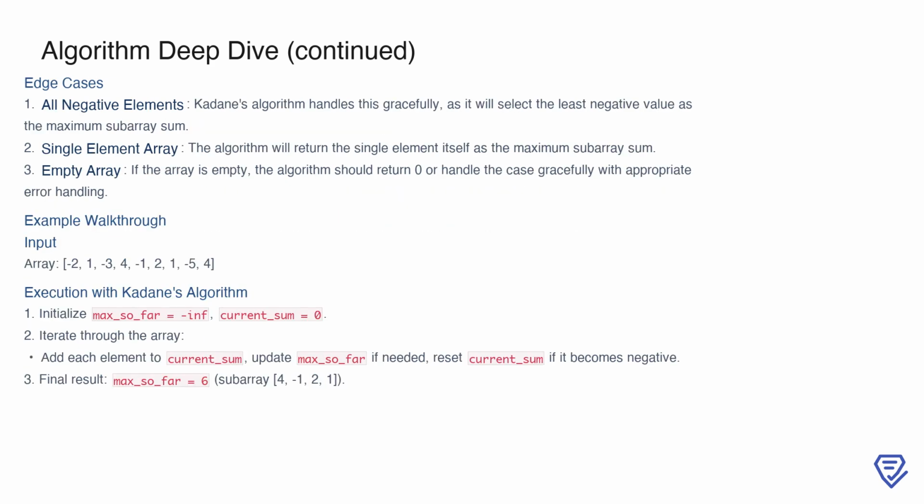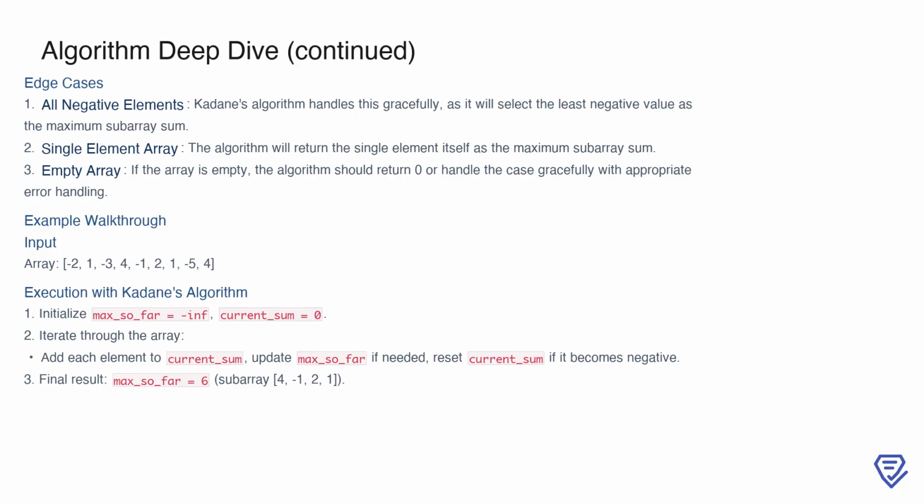When applying Kadane's algorithm, it's important to consider edge cases. For example, if the array contains all negative numbers, the algorithm will still find the least negative value as the maximum subarray sum, ensuring a meaningful result. For a single element array, the algorithm will simply return the value of the lone element. In the case of an empty array, handling this gracefully is crucial, with the algorithm either returning 0 or raising an appropriate error.